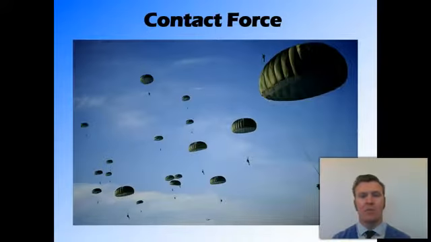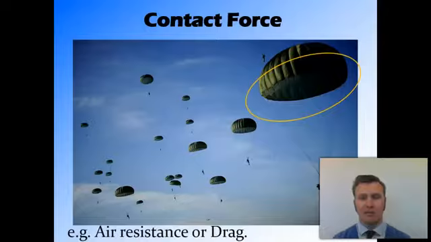Okay, this is a bit of a tricky one because you can't see where the contact is here. But in air resistance or drag that's causing this paratrooper to slow down, the air is actually in contact with the material of his parachute. As I said, it's a little bit tricky because you can't see the air, but the air is physically in contact, which makes resistance or drag a contact force.